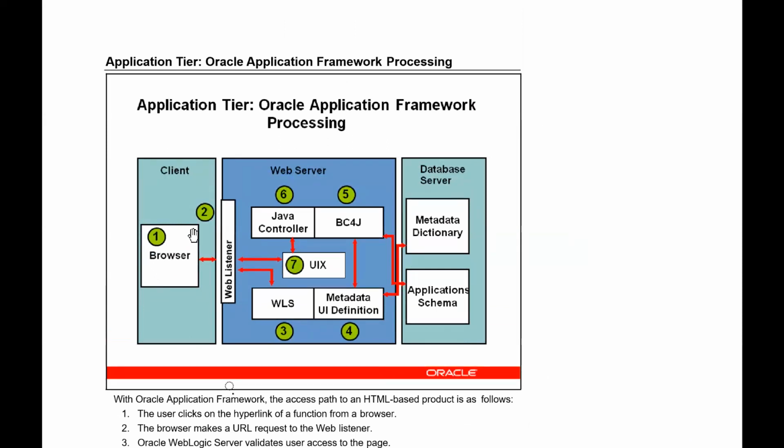It is basically step 1 to 2. From 1, it goes to the web listener. From the web listener, it goes to the WebLogic server. From the WebLogic server, it goes to the metadata definition. And from there, a BC4J application sends the request to Java. Why don't we read this?